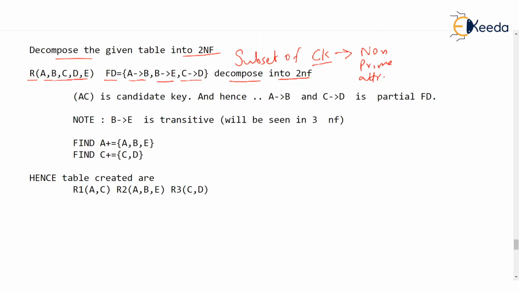And what is the simplest way to find out the candidate key? Out of the given FDs, check the right hand side and see which attribute is missing on the right hand side. Now, the attributes that are present are B, you can see in the first FD, A determines B. So B is there on the right hand side. D is there on the right hand side, C determines D, and E is there on the right hand side, B determines E. So the attributes which are missing are A and C. These are not there on the right hand side of any functional dependency.